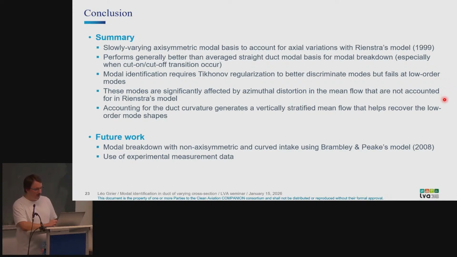And finally, we tried to retrieve this azimuthal distortion of the mean flow to have both the axial variation and azimuthal variation. And this seemed to help retrieve the sinuous pattern that we wanted, but we didn't check it more than that. So future work involves, of course, modal breakdown with this new model, which is mostly the one of Bromley and Pix, and trying to apply this methodology to experimental data, or at least more realistic simulation. And that's it for me. Thank you for your attention. And if you have any questions, feel free to ask.